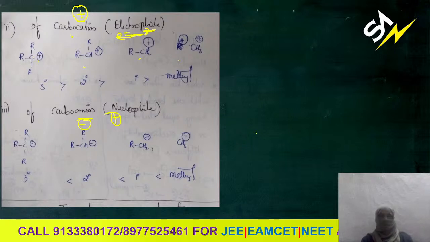So positive charge means no electrons, right? Positive charge means no electron. No electron means it is unstable because it has no electron. That's why there are three alkyl groups which are donating their electrons.